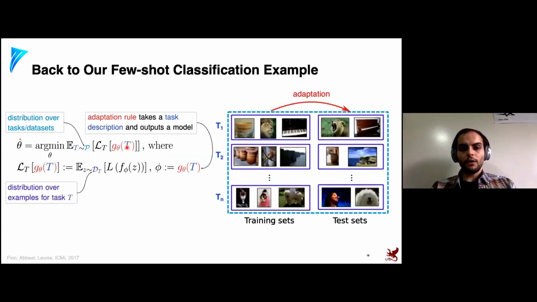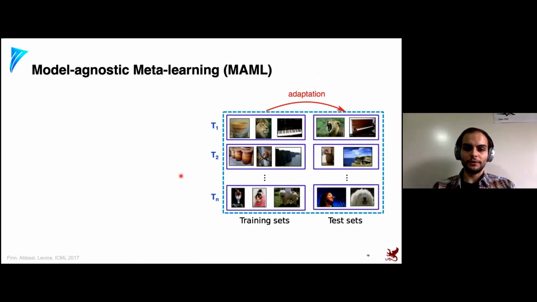Okay, so all of these examples are again using this same general formulation of meta-learning. Maybe not necessarily this specific notation, but if you look at all of them, they all map into this formulation. Okay, so I just defined this very simple few-shot classification example. I already defined what is the distribution over the data set, what is the distribution within the data set. I did not define what is the adaptation rule. So let's take a look at the first meta-learning algorithm, the first adaptation rule we'll look at.